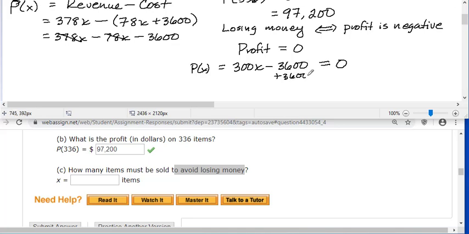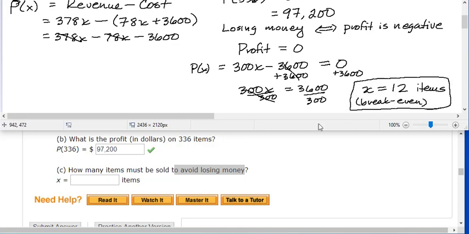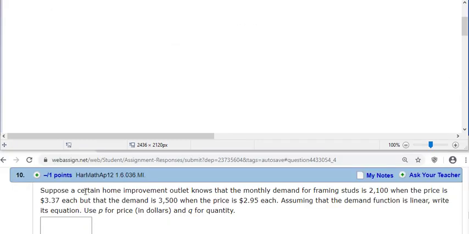So add 3,600 to both sides. 300x would be 3,600 and divide. It looks like X would have to be 12. 12 items sold before the profit hits zero, and that's your break-even point, where your profit stops being negative and is on the verge of becoming positive.